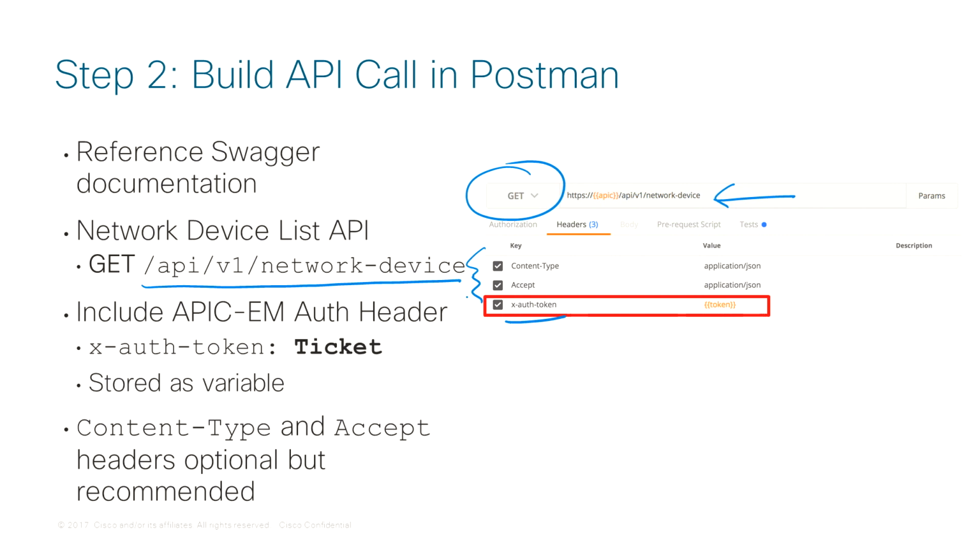Now, in this case, I'm explicitly setting those. However, APIC-EM will default to application JSON if you don't send anything. However, I always recommend to be explicit with what you're interested in retrieving back.